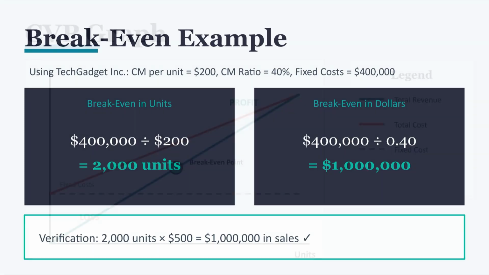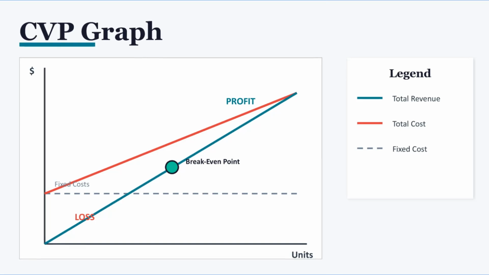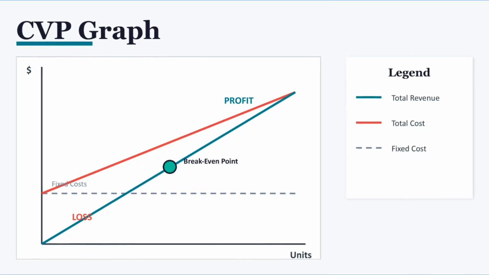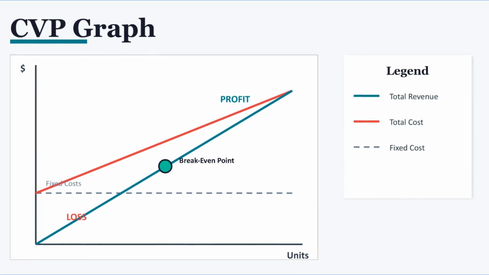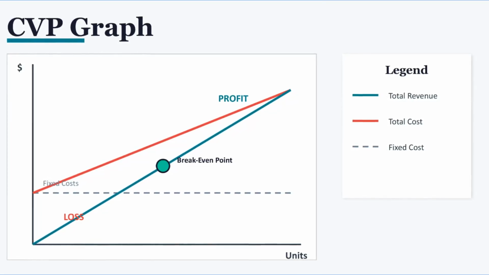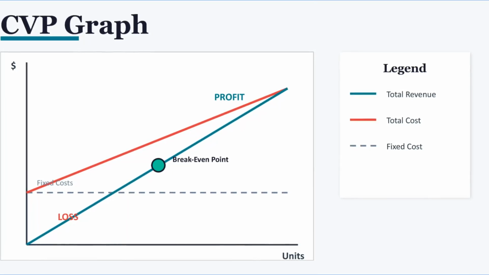Unfolding our mystery further, we explore a detailed CVP graph that plots total revenue against total cost. Notice the teal revenue line starting at 0, and the red cost line beginning above 0, influenced by fixed costs. A teal circle marks the break-even point.